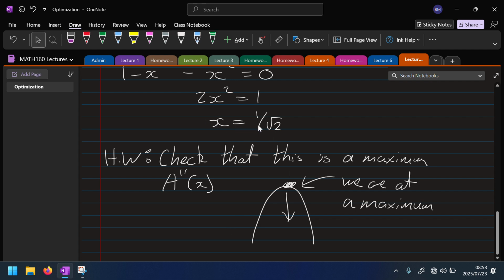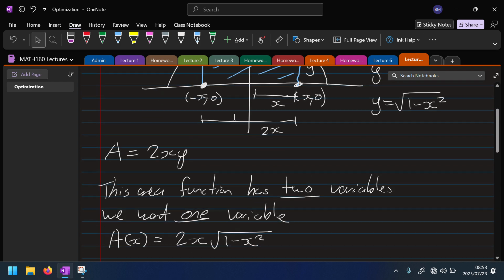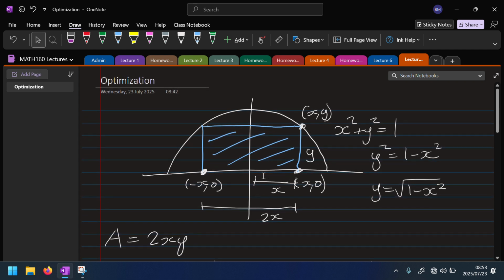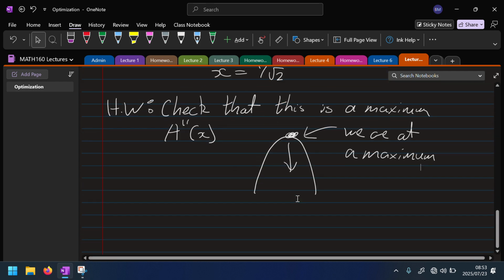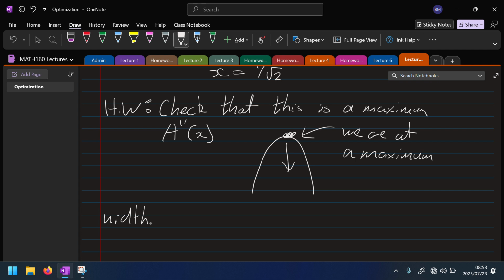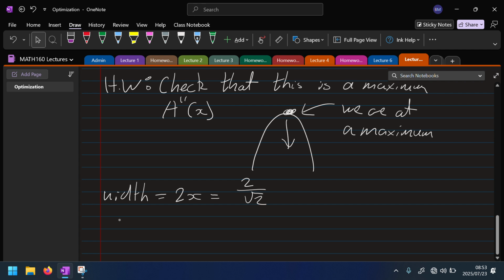So we've got the value of x. Now the question was to find the dimensions of this rectangle. Here, this x is just half the width, from the origin to here. The actual width of this rectangle will be 2x. So we can't leave our answer just as x. We need to write it out properly. So the width, that was 2x, so that's going to be 2 over root 2. Again, please don't just leave your answer as x equals something. Read the question to see what you need to provide. In this case, it was the width and the height. So width is this.